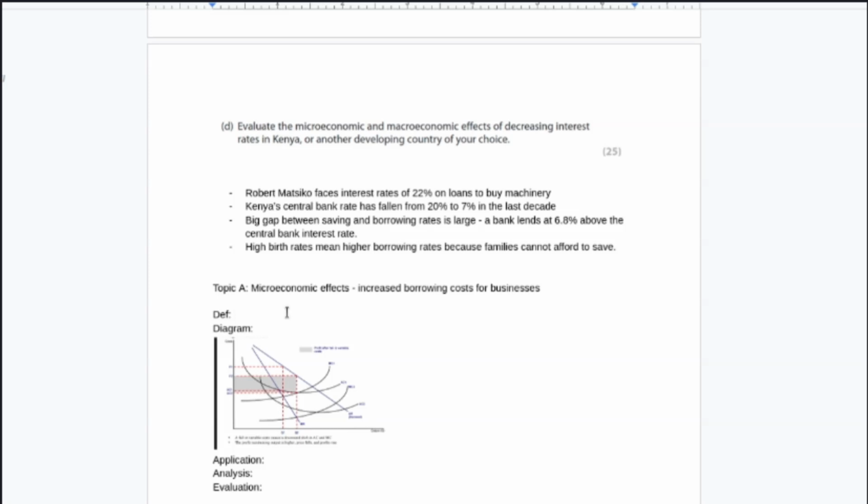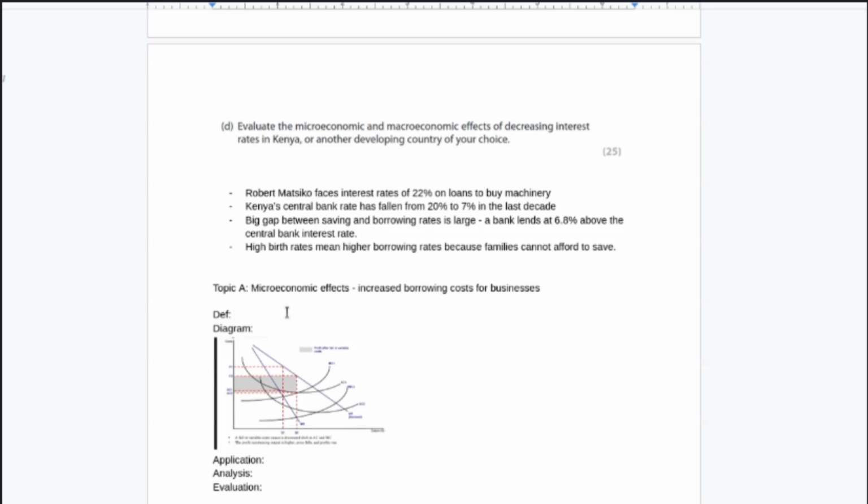And then we also have this piece of information about there being high birth rates, and this meaning that lots of families are not in a position to save money. That's generally going to mean that there are lower rates of investment overall in the economy, because the saving rate in an economy is a really big part of the amount of investment that you have available.